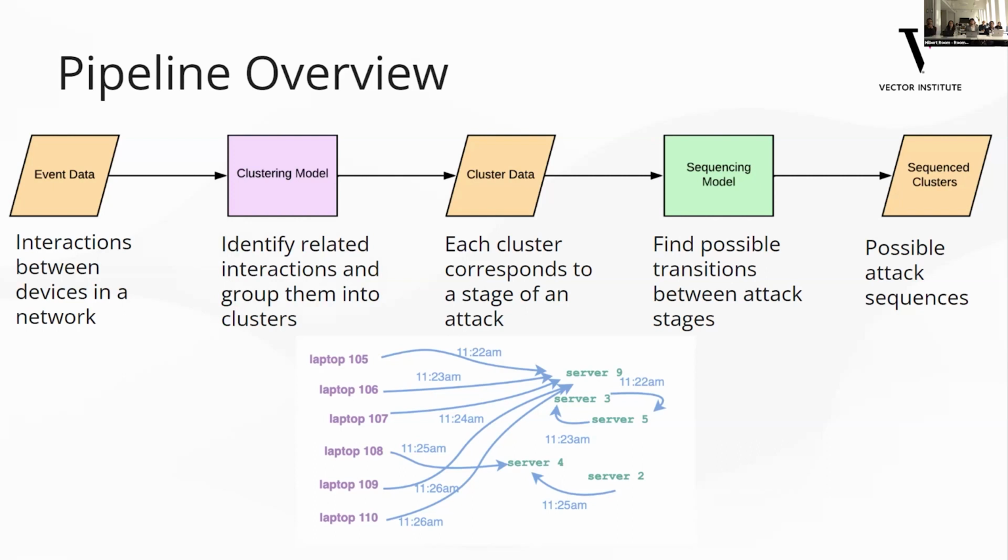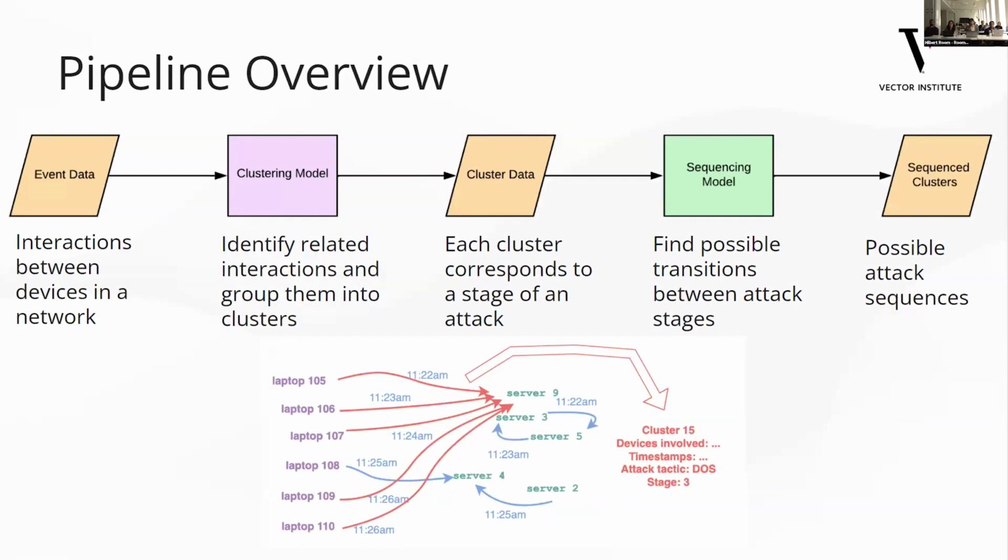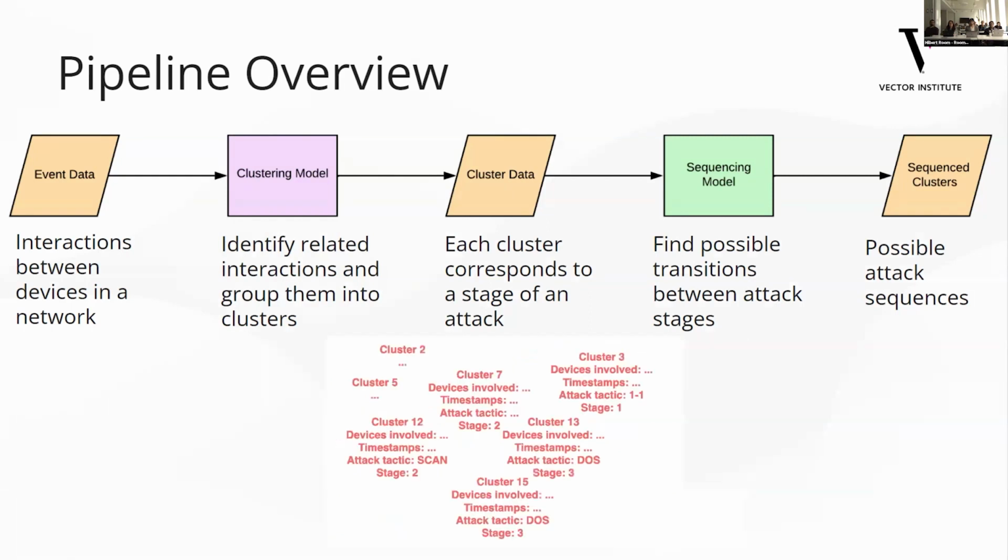The task of the clustering model is to identify related interactions and group them into clusters that represent a possible stage of attack. For example, in the example below, we can see that the red edges are a bit suspicious because they're all outside actors connecting to one server in a very short amount of time. And so we report it as a cluster with the associated information. And we say that this might be a denial of service attack, which is when lots of outside actors are trying to request service from a server in a very short amount of time to make it unavailable to its intended users.